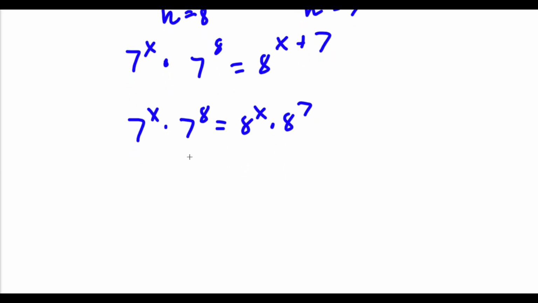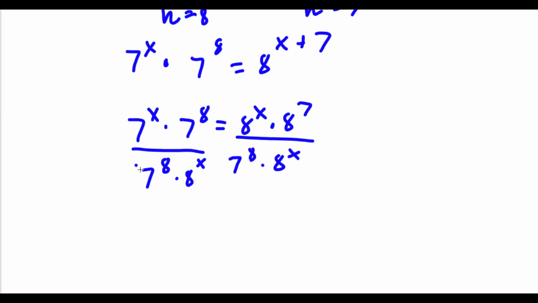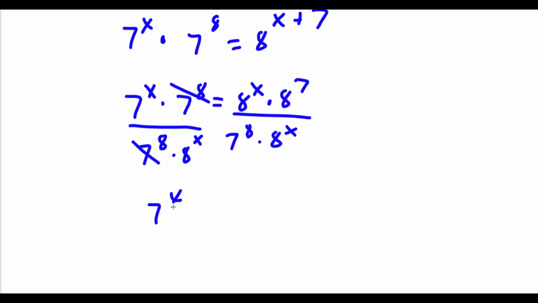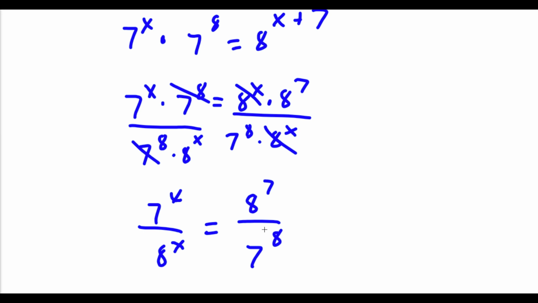Now I'm going to divide both sides by 7 to the power of 8 and 8 to the power of x. So then these two cancel out. Now I have 7 to the power of x over 8 to the power of x is equal to, on this side, these two cancel out, so 8 to the power of 7 over 7 to the power of 8.